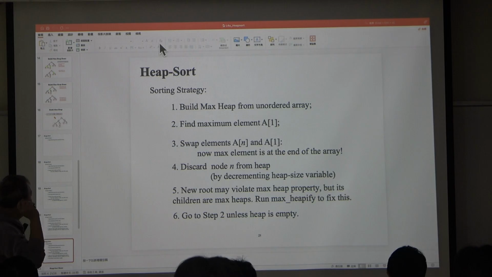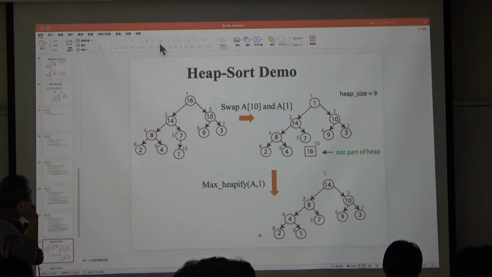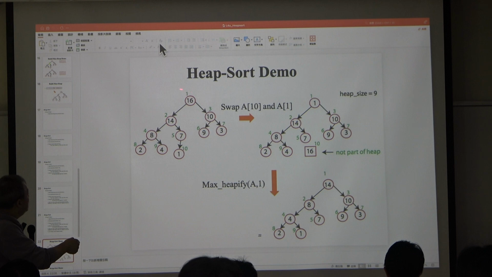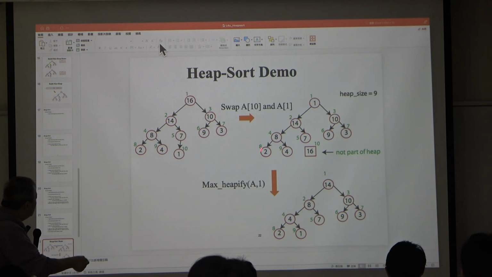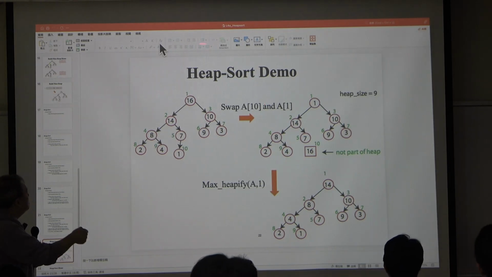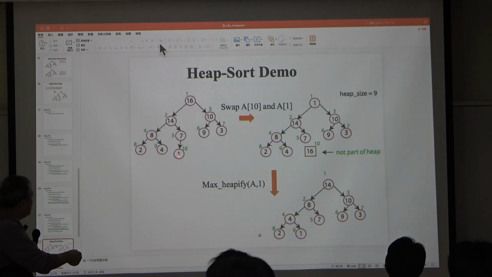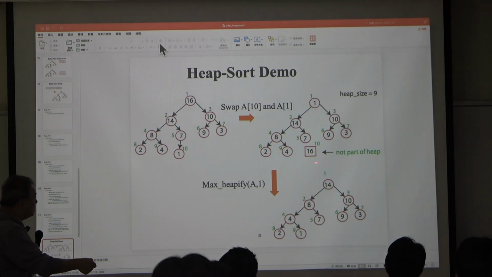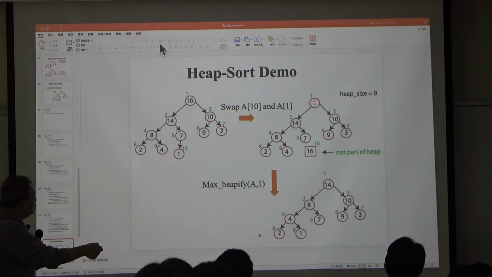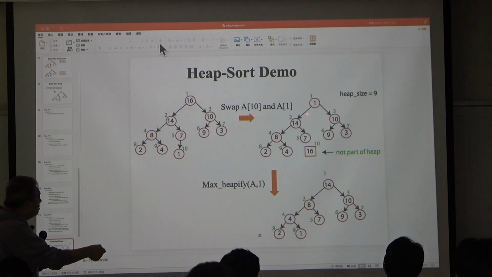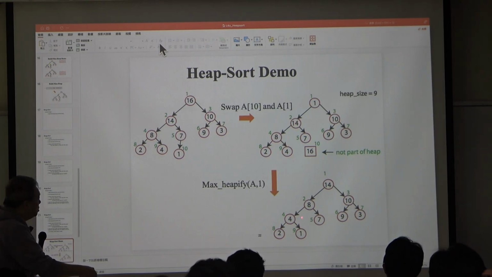So basically, this is an illustration of how heap sort is done. So you can see that this is what we got, the max heap we got previously. So we swap 16 with 1, and then we cut it loose. This part is no longer part of the heap. And then we need to do a max heapify at the index 1. So we fix this. We swap 1 with 14, and we swap 1 with 8. We swap 1 with 4. So it becomes this.